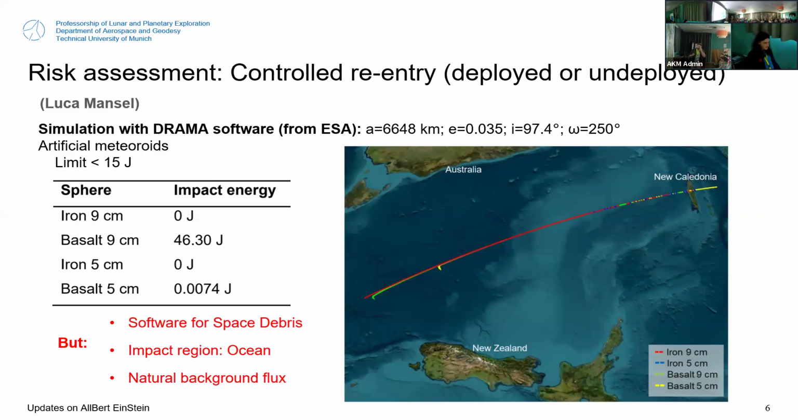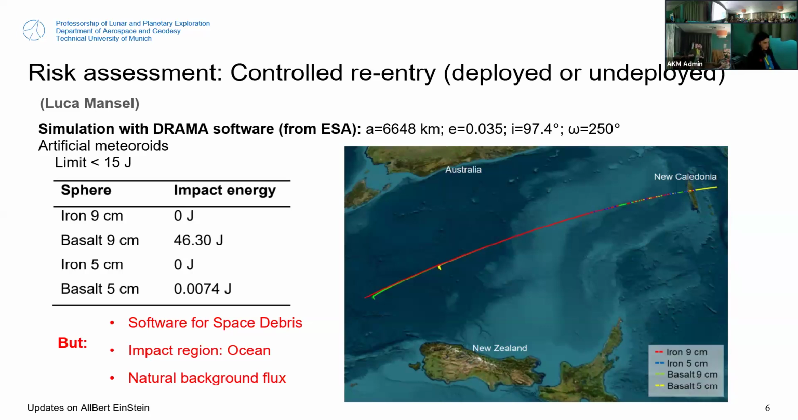So we also did several tests here for the controlled re-entry, and we chose an example re-entry trajectory somewhere between Australia and New Zealand, which is quite a reasonable place. And so we did the same simulation with Drama, but keep in mind we are now simulating not just thin aluminum, but massive spheres of rock. So that's basically what we are targeting. 15 joule would be perfect, because this is considered no problem at all.